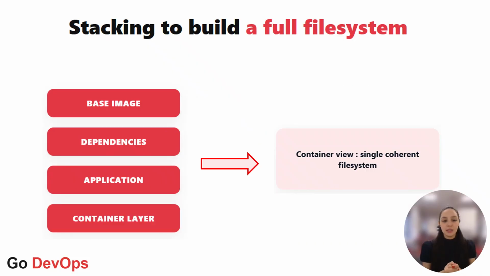And now that we've seen what the writable container layer is, let's zoom out for a second to see how all of these layers actually come together to form the complete file system a container uses. So every container image is built layer by layer, and each layer captures a snapshot of file system changes, like a new file is added, or a file is modified, or a file is removed.